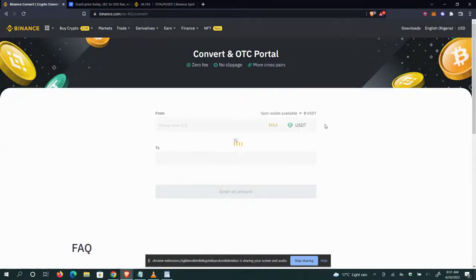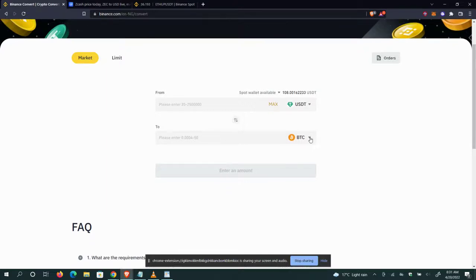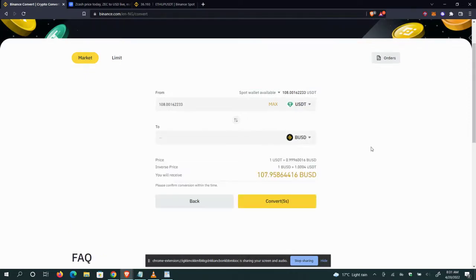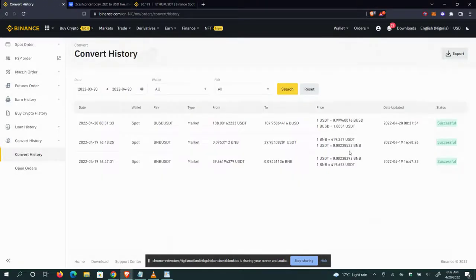Once I click on convert, all I do is choose what I'm converting to. Let's say I'm converting between two stable coins, so I'm going to use BUSD. I convert all my coin to BUSD, max, and I preview. It's going to be exactly the same amount. Then I convert, and automatically I've converted all my USDT to BUSD. This method is applicable to all other crypto coins, using a stable coin to convert to Bitcoin, Ethereum, BNB, or other coins. That is how easy it is. If you view status, it's successful.